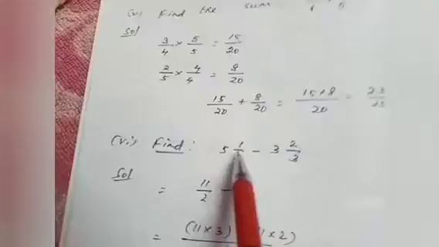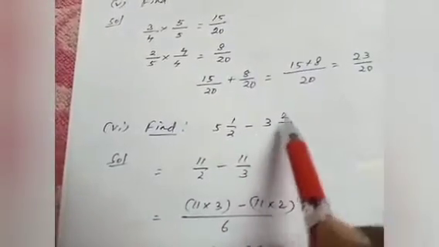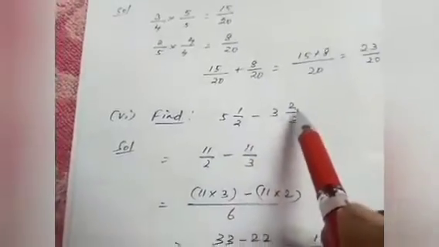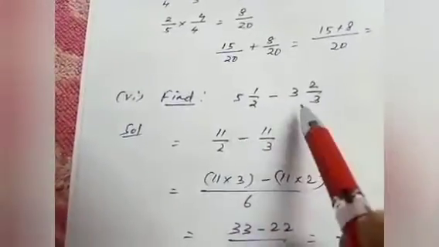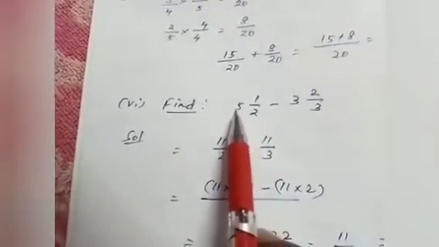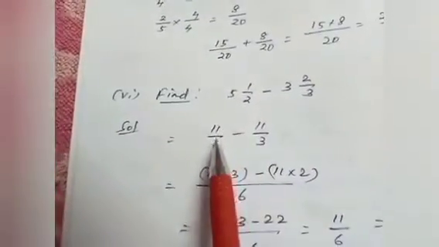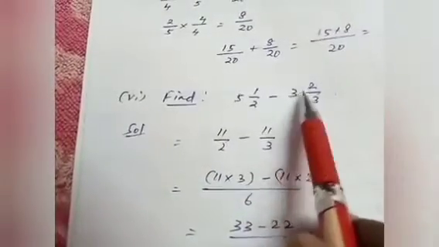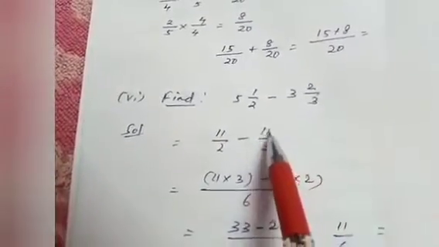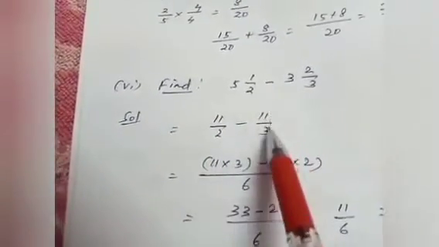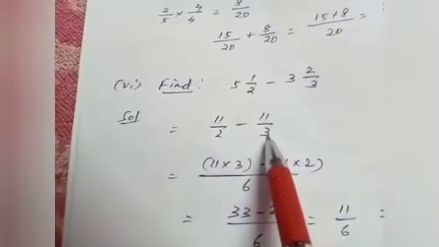Find 5 1 by 2 minus 3 2 by 3. 5 1 by 2 minus 3 2 by 3. These two are mixed fractions. So first you convert mixed to improper. 5 2s are 10. 10 plus 1, 11. 11 divided by 2 minus 3 3s are 9. 9 plus 2, 11. 11 divided by 3. So now it is 11 divided by 2 minus 11 divided by 3. So these denominators are different.